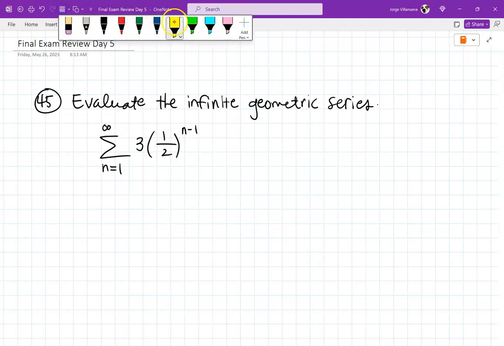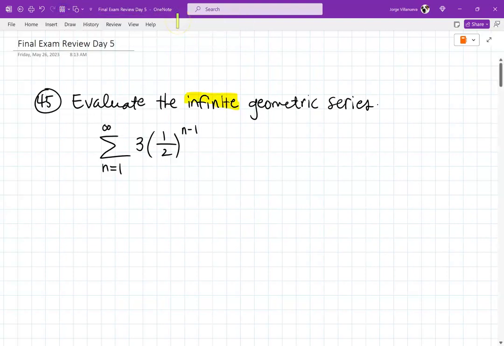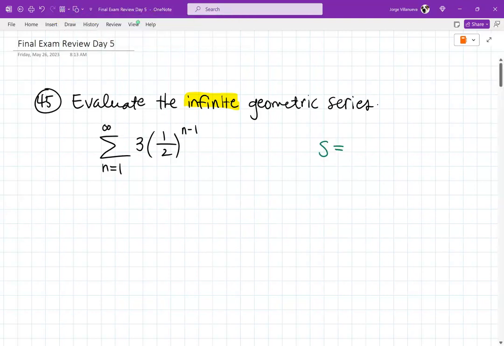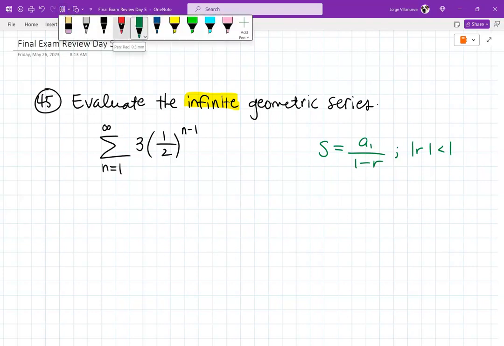So I do want to emphasize again, kind of like what we did last time, the word infinite is there, which means that you need to use this formula in order to evaluate it. But remember that there is a requirement that the absolute value of r has to be less than 1. If the absolute value of r is less than 1, then I can use the formula to solve. If it's not, then I just put no sum.